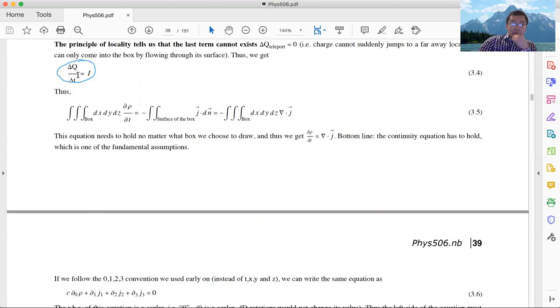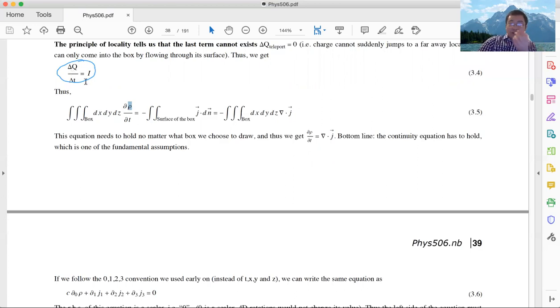Let's first look at the left-hand side. Left-hand side is a time derivative of charge. And we know the charge is a spatial integral of charge density. Q is a spatial integral of charge density. And if we take a time derivative, then we take the time derivative of the charge density, then do a spatial integral. That's the time derivative of charge.